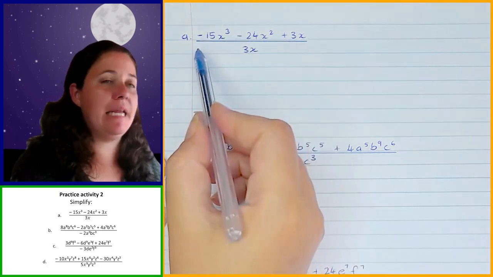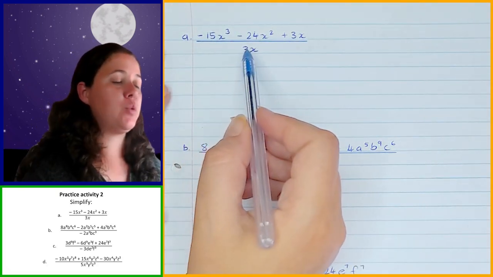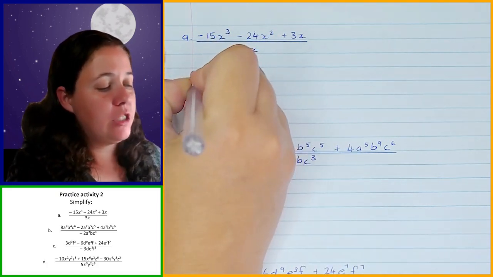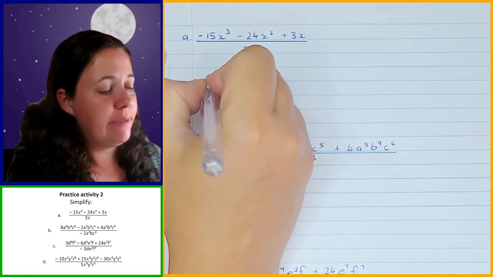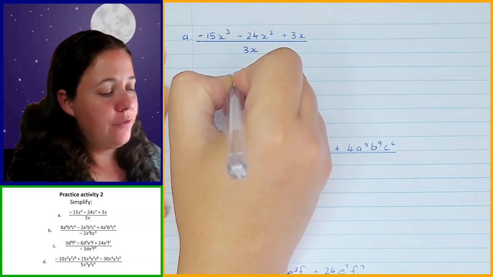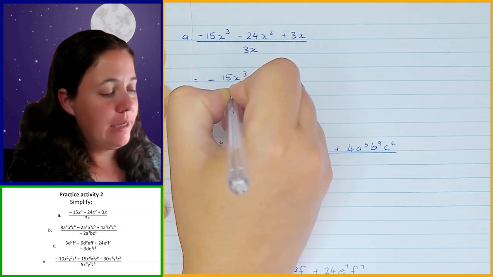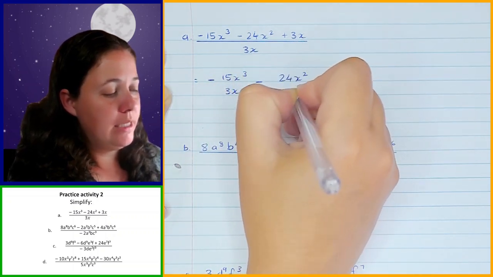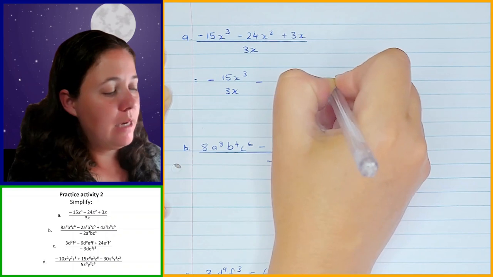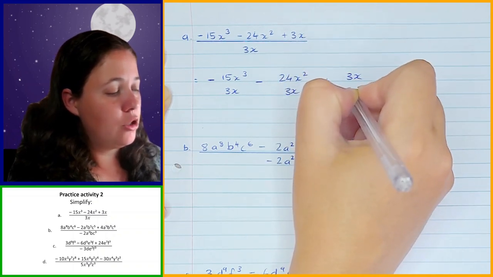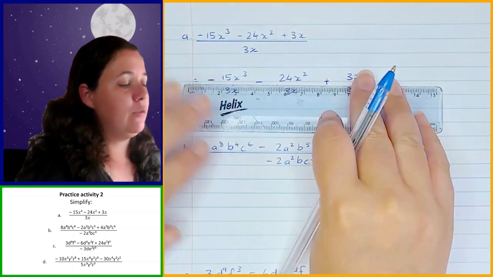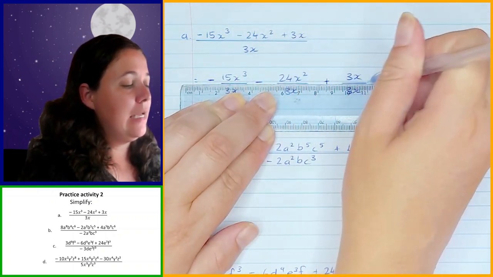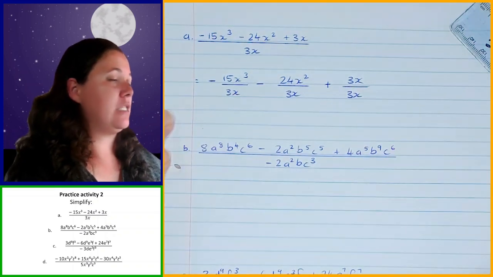The first one we had was negative 15x cubed minus 24x squared plus 3x, all over 3x. The first thing we're going to do is split it up. That gives me negative 15x cubed over 3x, minus 24x squared over 3x, plus 3x over 3x. Now that we've split it up, we need to simplify and see what we get for each of these fractions individually.